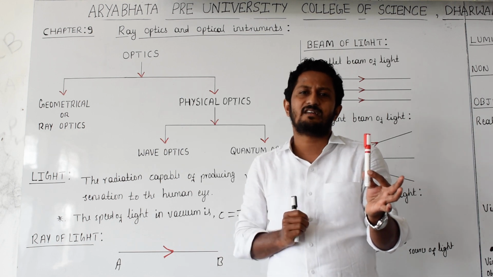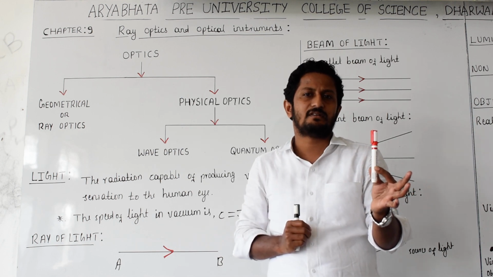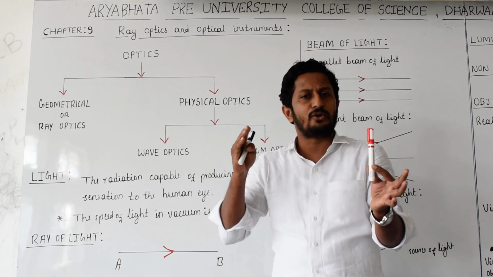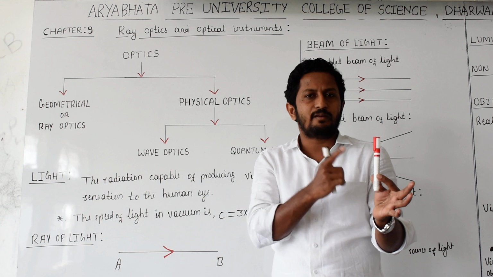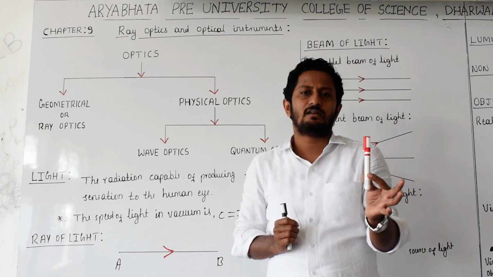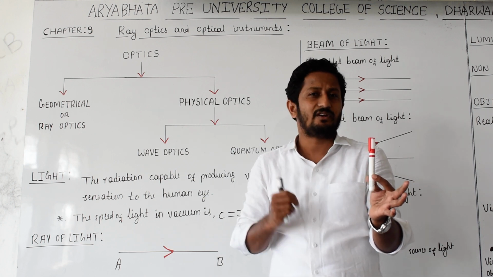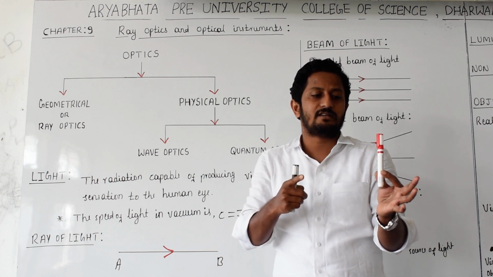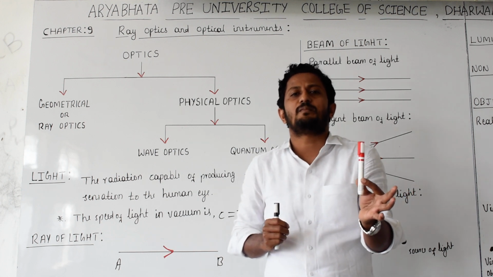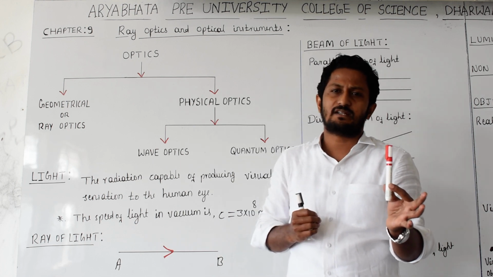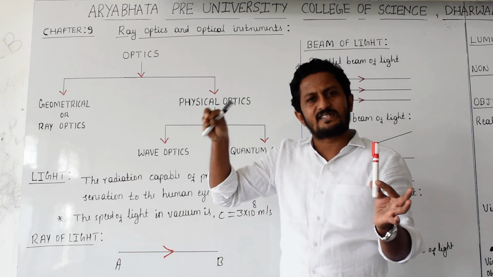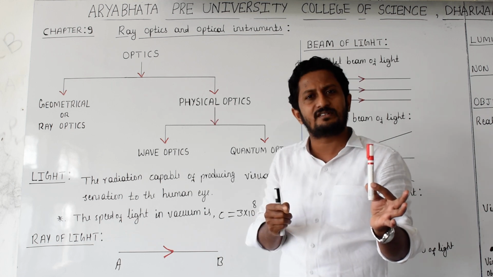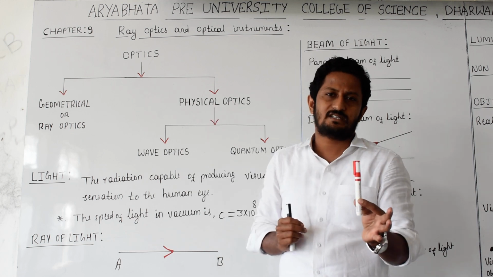Why? What happened here? During daytime I am able to see that marker, but during night I am unable to see that marker. Why? What is happening? Due to the presence of the sun we can see it. In the absence of the sun we can't see it.